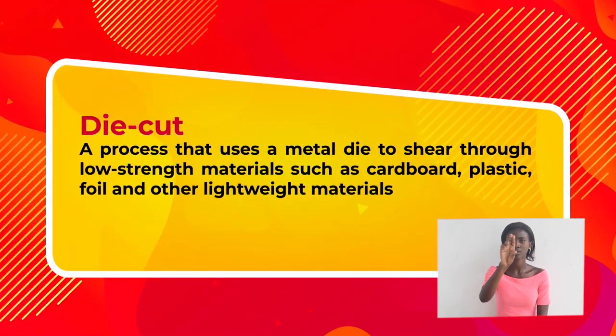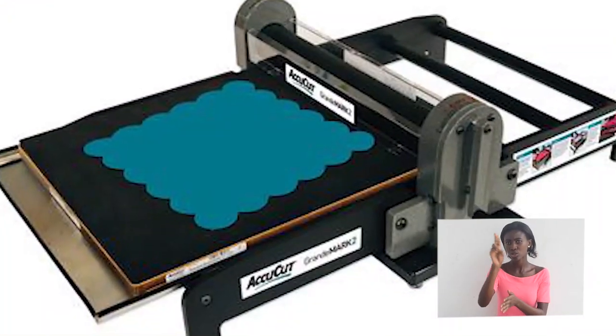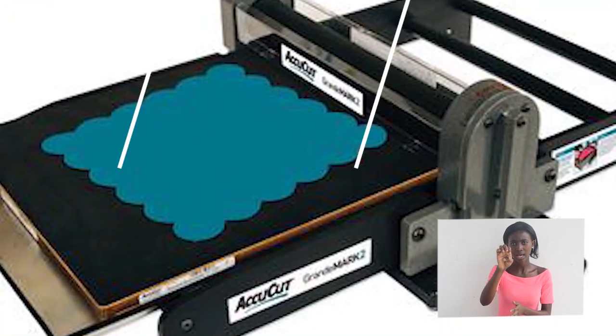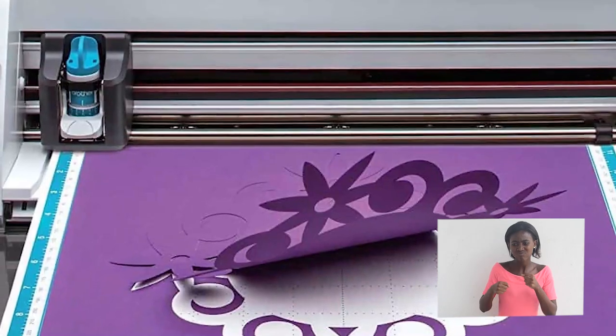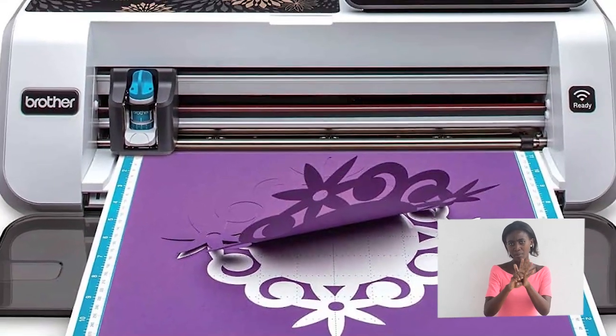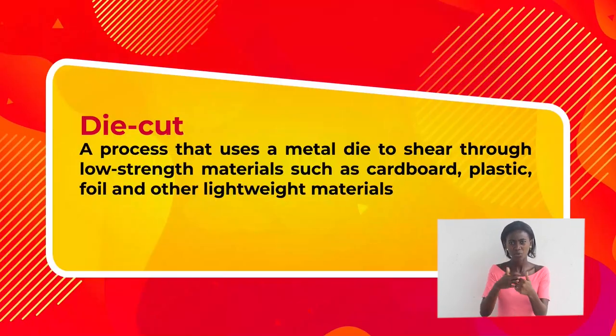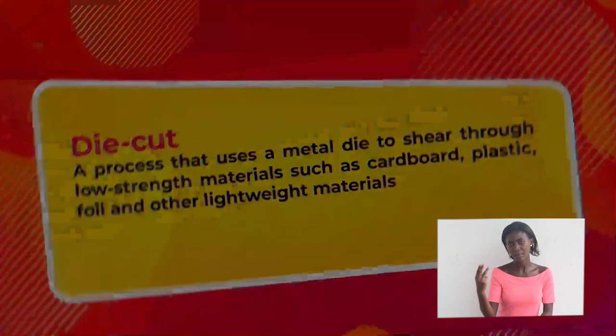Die cut, a process that uses a metal die to shear through low strength materials such as cardboard, plastic, foil, and other lightweight materials.